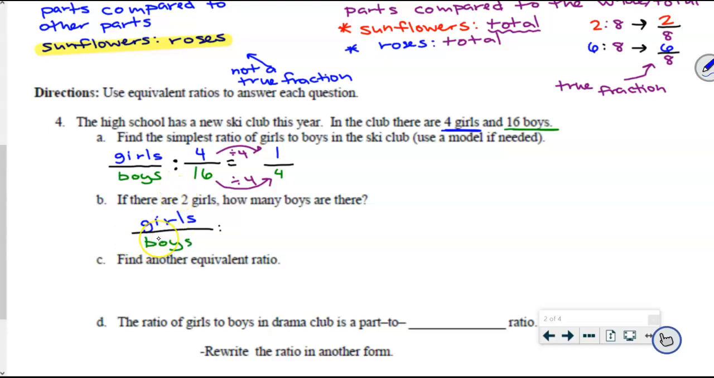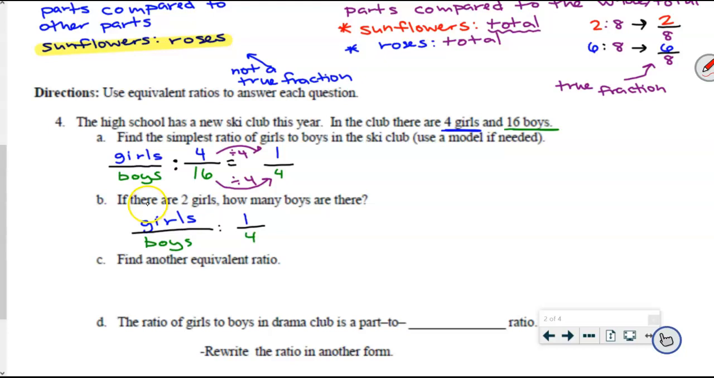Let's just take a quick poll so that I can decide who is going to use the original information, 4 to 16. Okay, great. Who wants to use the simplified ratio, 1 to 4? All right, I'm just going to go with majority rules. 1 girl to 4 boys.